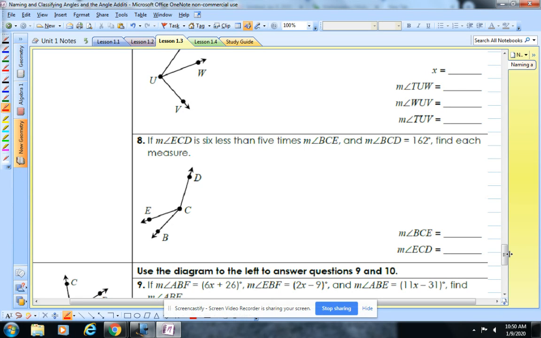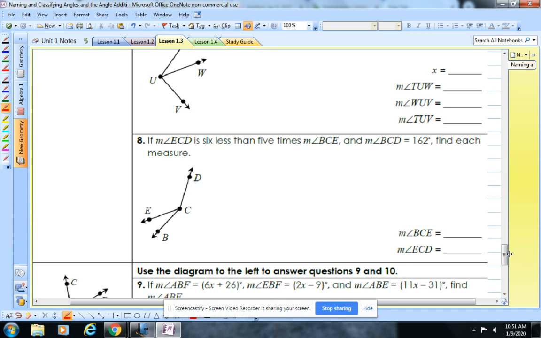If the measure of angle ECD, listen to this, is 6 less than 5 times the measure of angle BCE, and the measure of angle BCD is 162, find each measure. Well, that sounds like a riddle, doesn't it? Right? Well, we can figure that out. So, for one thing, BCD is the whole thing, right? So the whole thing is 162.